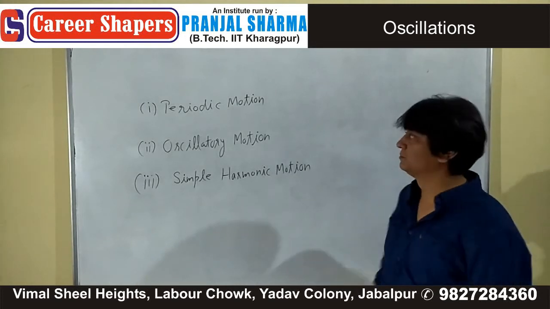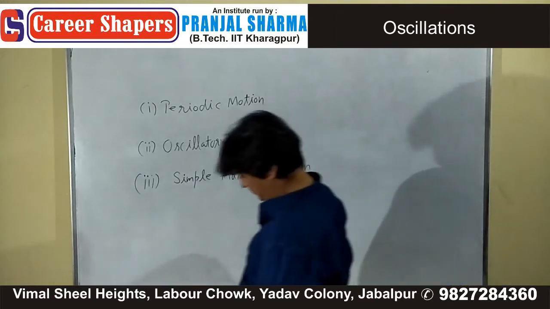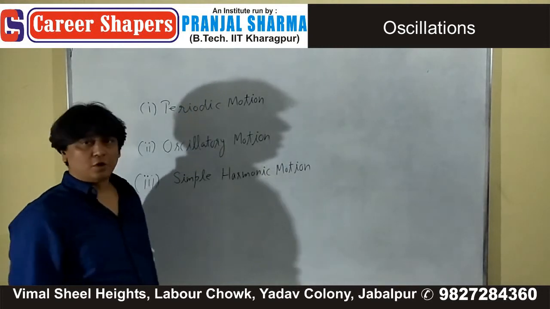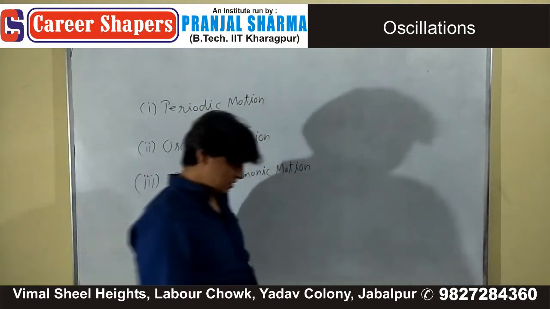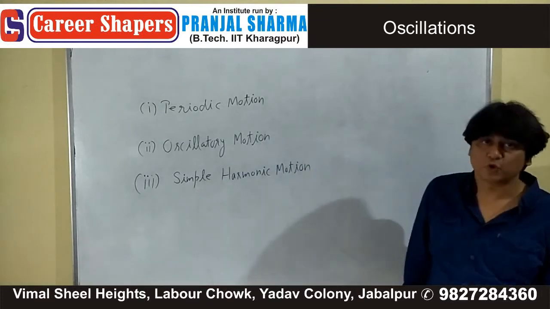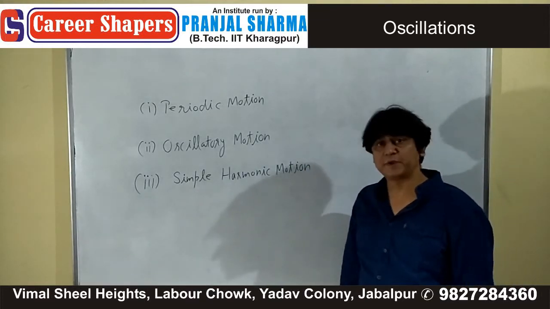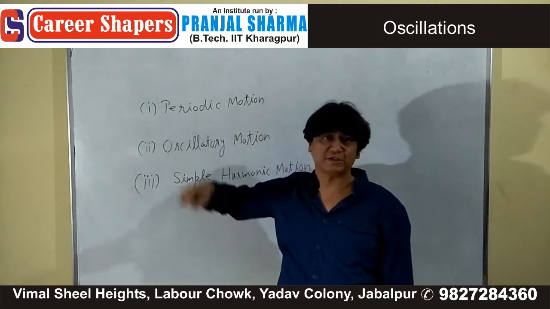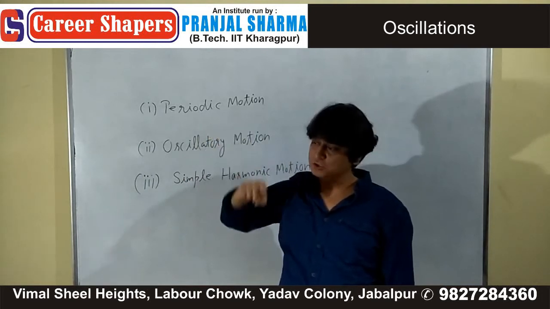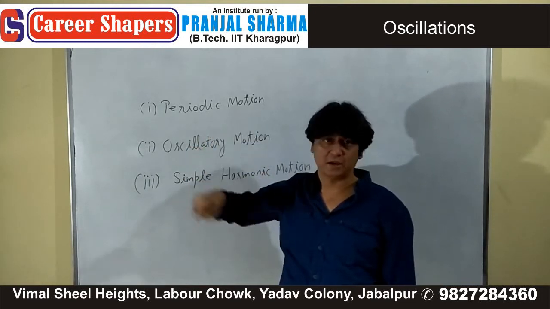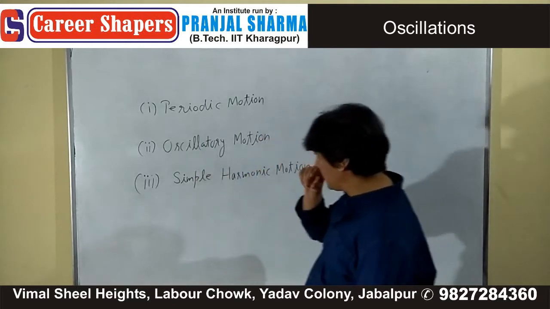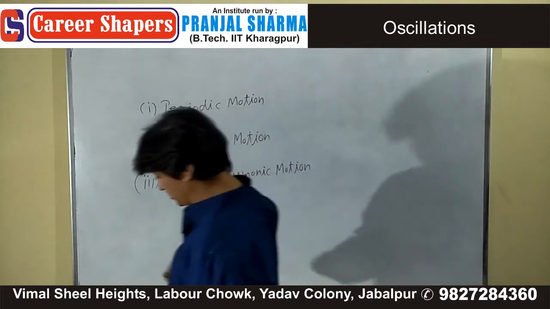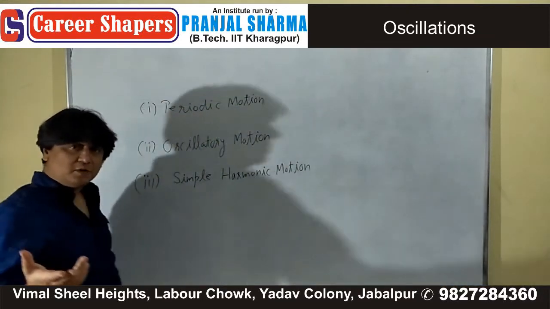For example, circular motion with constant speed. Now, if something is moving in a circle with constant speed, then you know that it is going to repeat itself again and again after a certain time. And therefore we say that circular motion is an example of periodic motion.